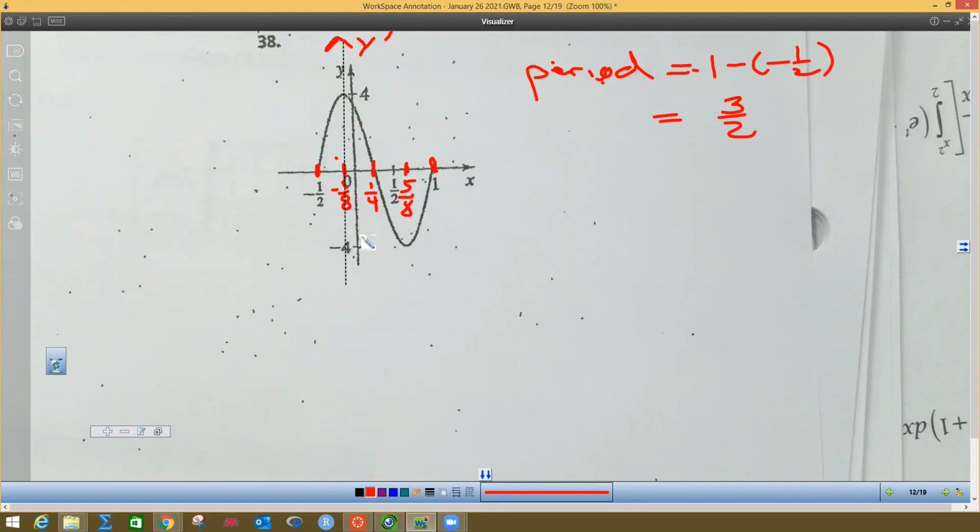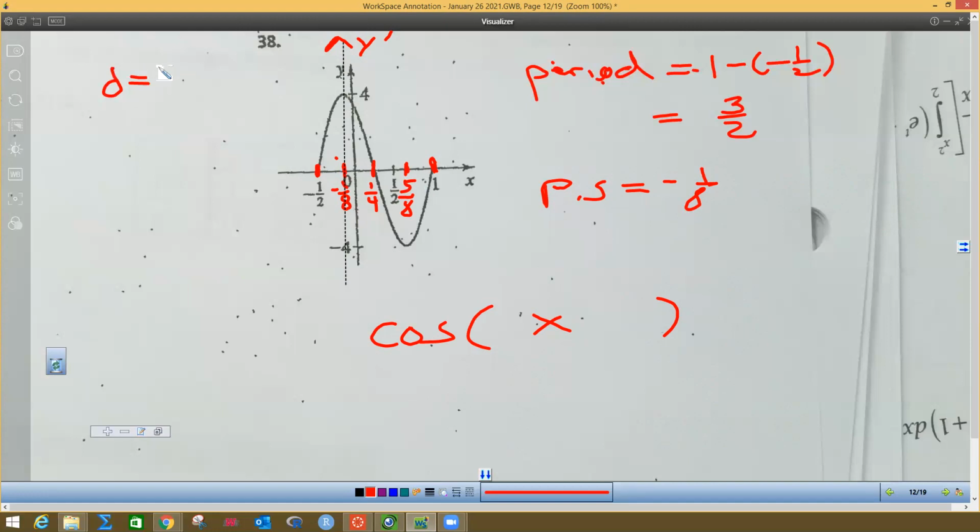And what does that make my phase shift? Can anybody tell me what my phase shift is on this? -1/8. I moved it to the left 1/8. Okay? So my phase shift, normally it's 0, but I had to go left 1/8. So my phase shift is -1/8. Okay, so we're going to do cosine first. Okay, now let's go ahead and get our d value.